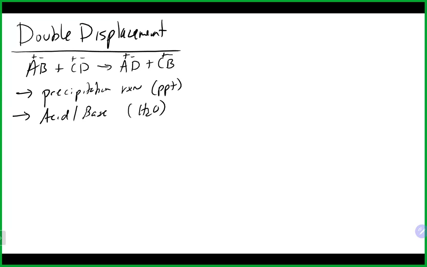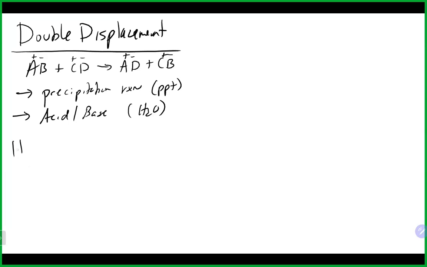Just so we're also clear, there's absolutely positively no electrons being transferred in a double displacement reaction. The charge on the left-hand side for those elements and the charge on the right-hand side for those elements are exactly the same. So there is no change that occurs.